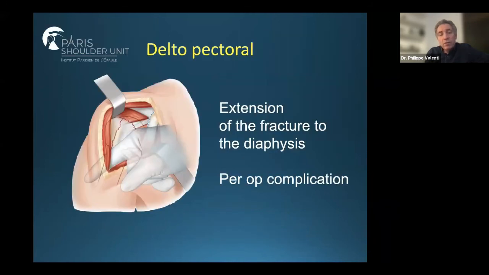Sometimes I use the deltopectoral approach because there is an extension of the fracture to the diaphysis, and it's important to obtain an osteosynthesis of the humerus and the stem. And sometimes, if you have operative complications like a fracture of the humerus, if you use a superolateral approach, it's not possible to go down because of the axillary nerve, and you have to go to the deltopectoral approach. But this is very rare.